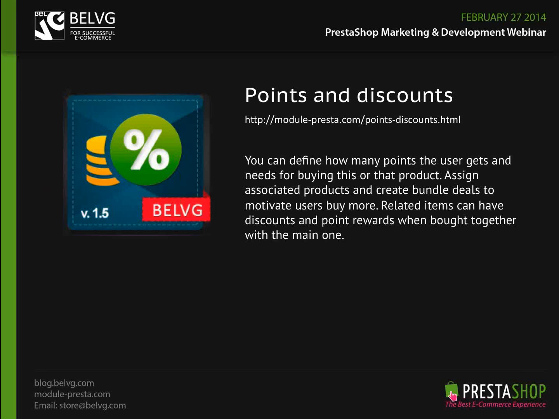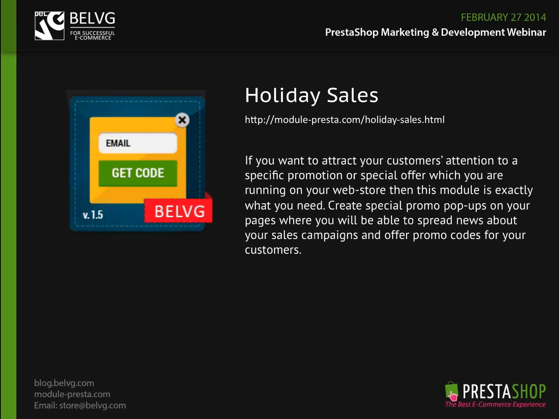Second module is a loyalty module. It's about points. The user is able to accumulate points for sales, and this attracts him to visit your store and make more purchases.